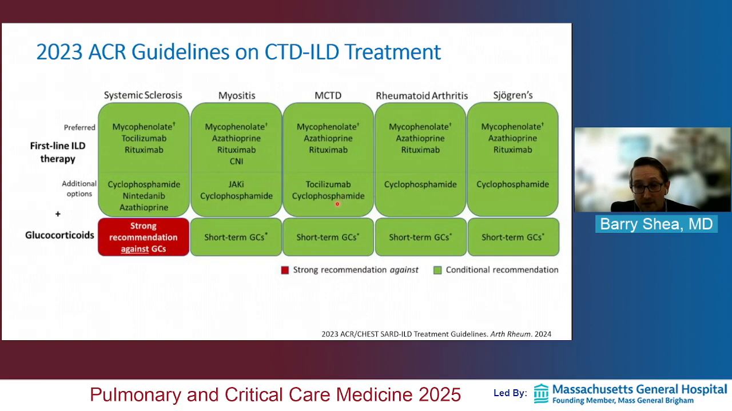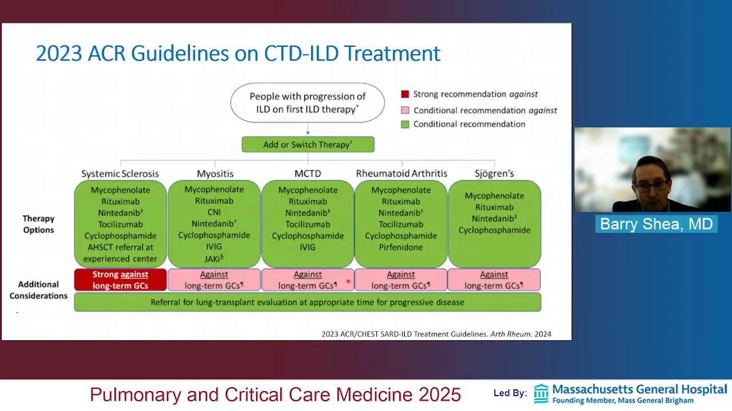There were conditional recommendations against things like leflunomide, methotrexate, or TNF-alpha inhibitors as first-line treatment. There were also conditional recommendations against antifibrotics, pirfenidone or nintedanib, as first-line treatment, but those were included in second-line agents. So for patients with progressive ILD despite first-line therapy, options were considered either switch or add therapy.